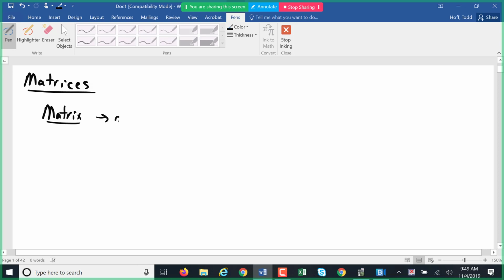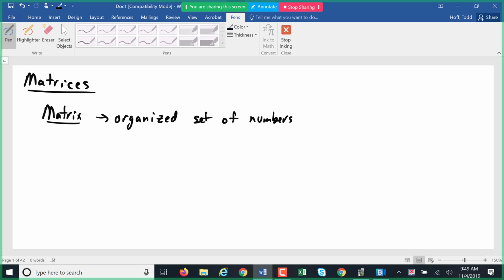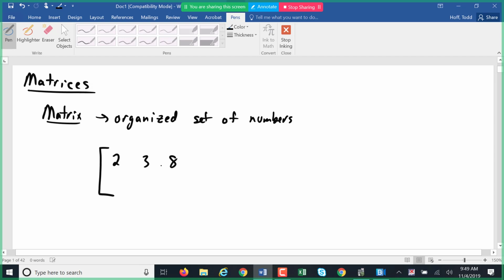A matrix is nothing more than an organized set of numbers. The value of the number is important, but just as important is its position within a matrix. So this here is a matrix. Those square brackets symbolize that what's inside of it is a matrix.